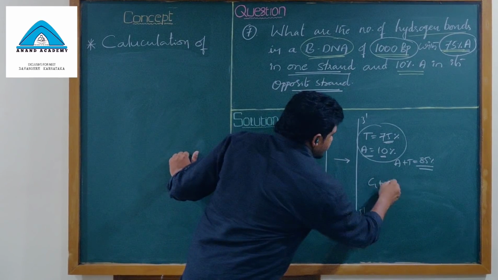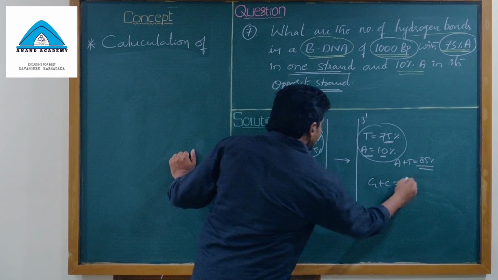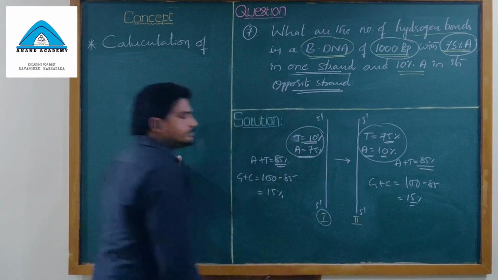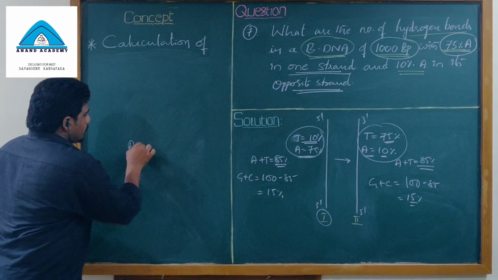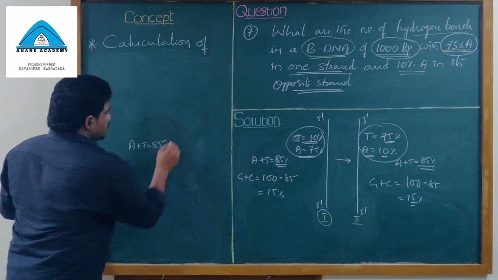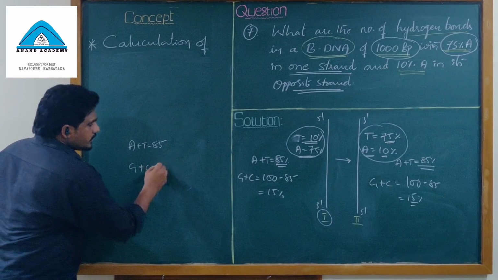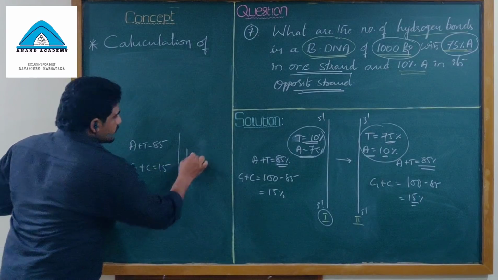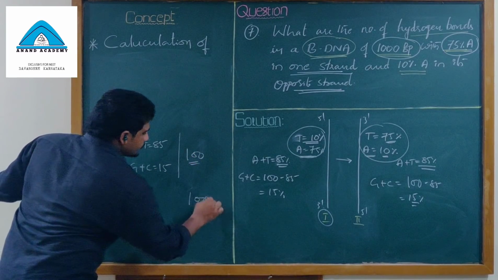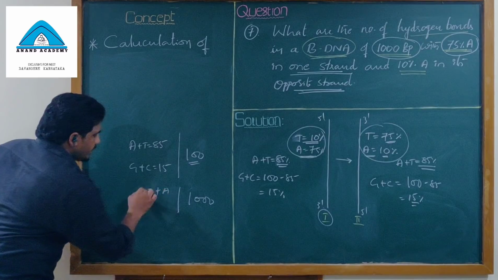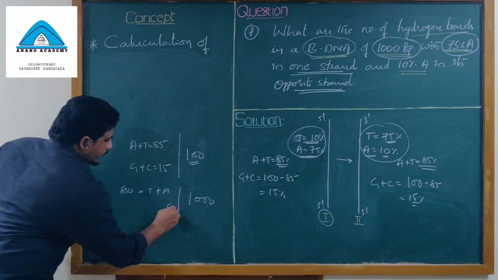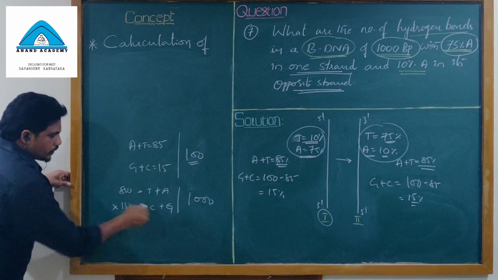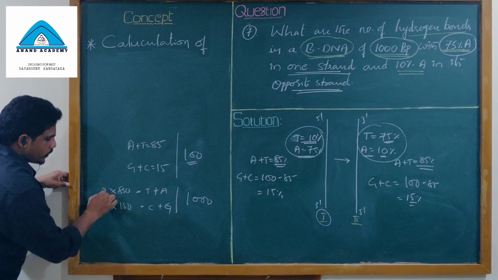Here also G plus C is equal to 100 minus 85, so 100 minus 85 is equal to 15%. Clear? So A plus T is equal to 85 and G plus C is equal to 15. This is for 100, but for 1000, A plus T is equal to 850 and G plus C is equal to 150. So 150 into 3 and 850 into 2.